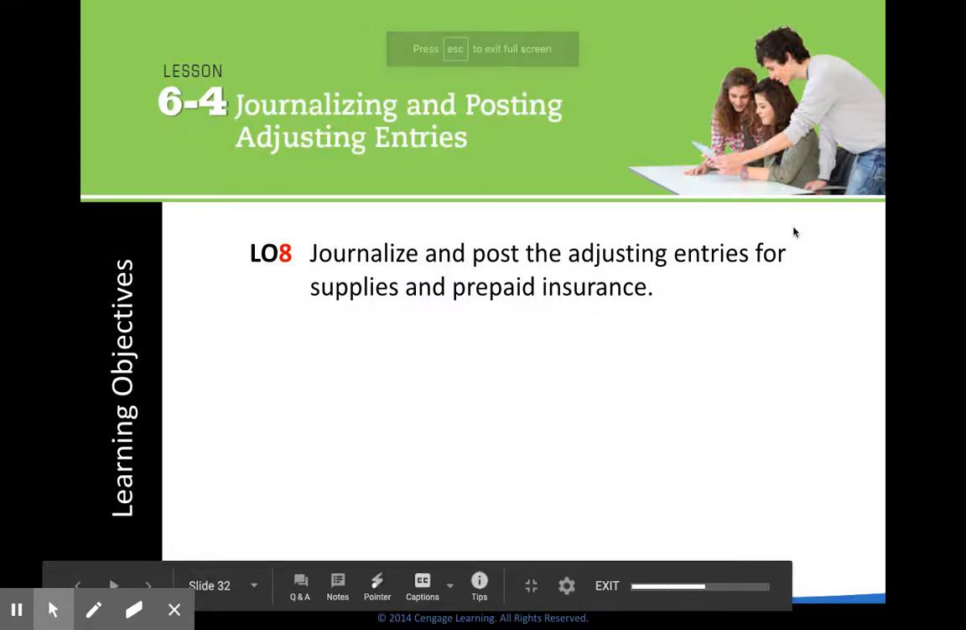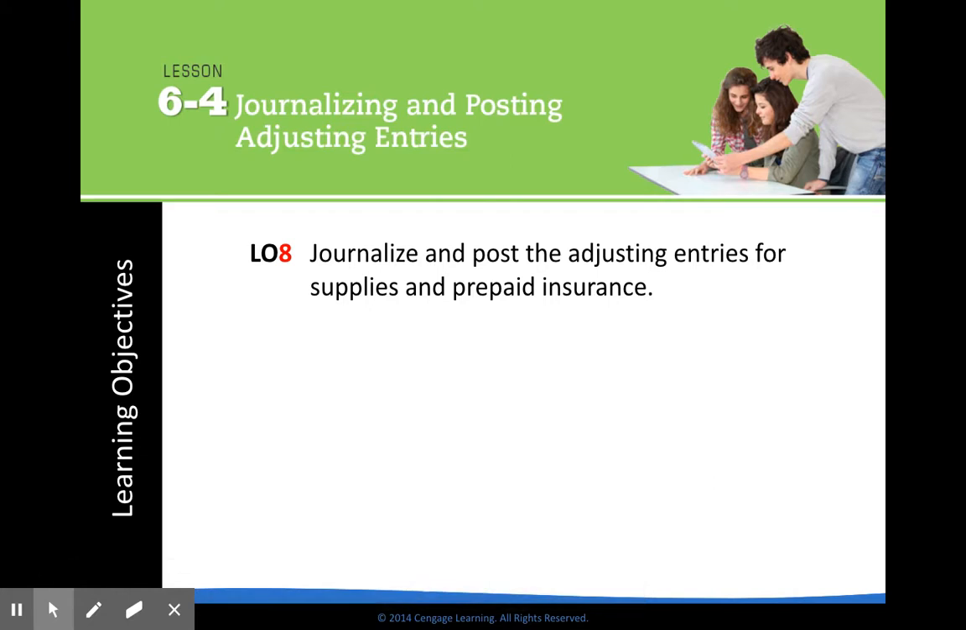For our final section in Chapter 6, we need to journalize those two adjusting entries that we did for supplies and prepaid insurance. We just had the little a and the little b labeling those, and we had them in our worksheet. Now we need to put them in journalized form.